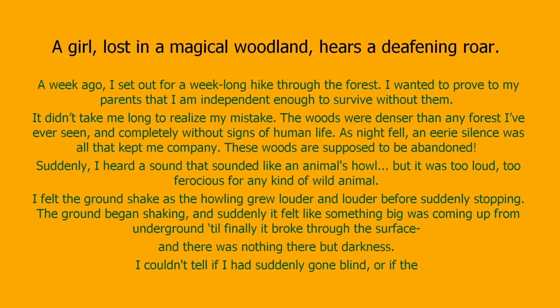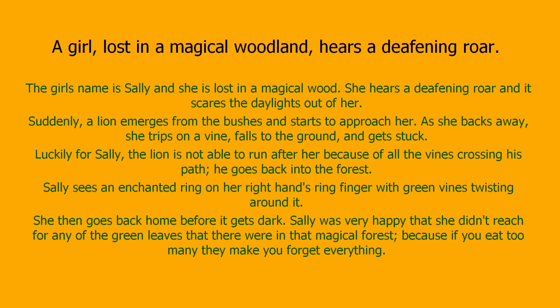Plot 2 was: the girl's name is Sally, and she is lost in a magical wood. She hears a deafening roar, and it scares the daylights out of her. Suddenly, a lion emerges from the bushes and starts to approach her. As she backs away, she trips on a vine, falls to the ground, and gets stuck. Luckily for Sally, the lion is not able to run after her because of all the vines crossing his path. He goes back into the forest.